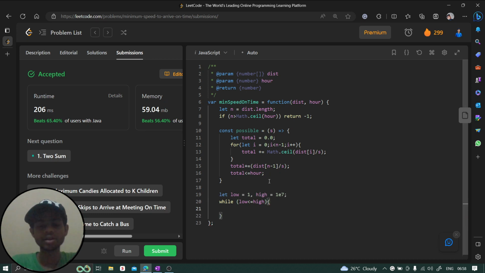So what we can do now here? Here we can say find a mid, right? So let mid is nothing but low plus high divided by 2. Once this is done, what we are going to do now? We are going to say, you found a mid. Now check if it is possible or not. So possible with this mid.